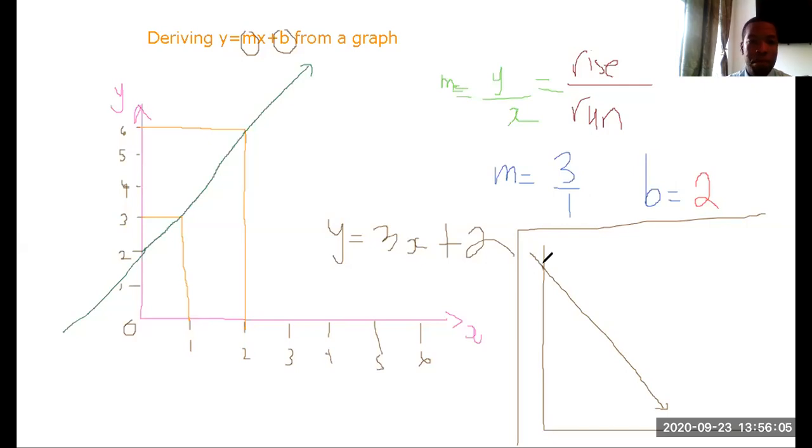And let's say the y-intercept is 6. So I know that the goal is to fill out this equation, y equals mx plus b, right? So I already know that my y-intercept is 6, and say this right here was 4, 2. I'm gonna say this was 1, cool.